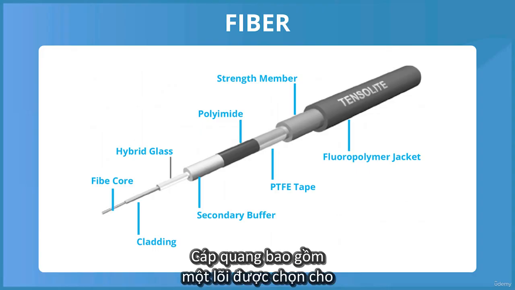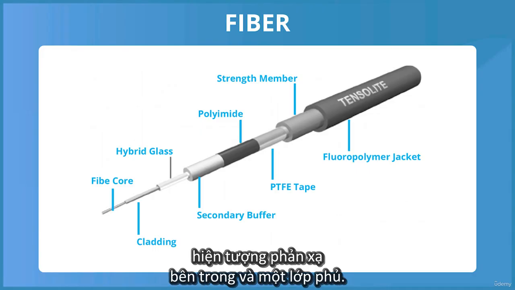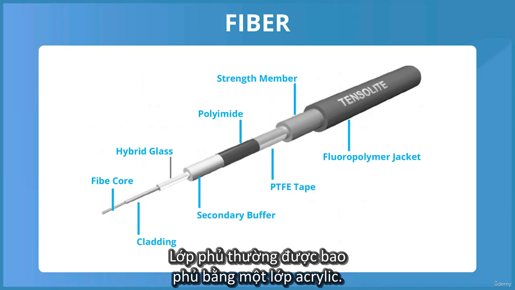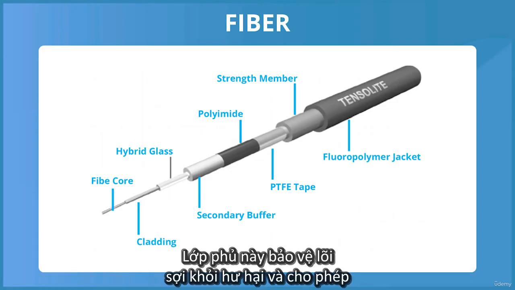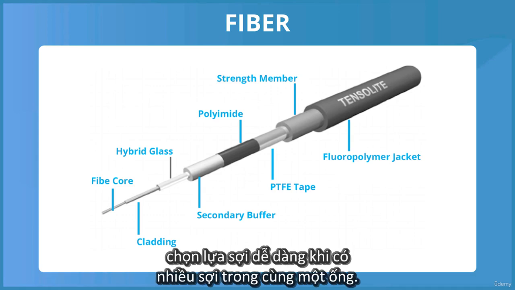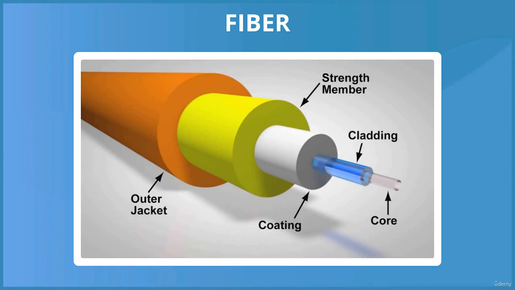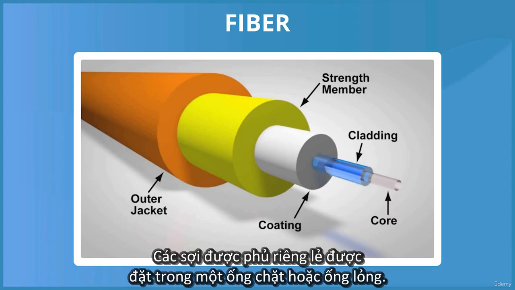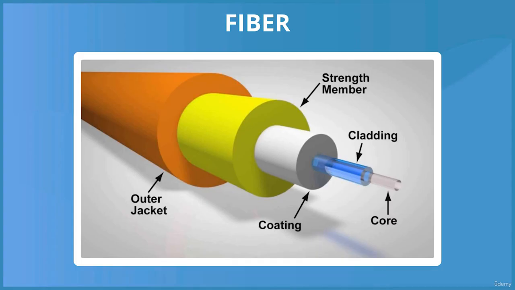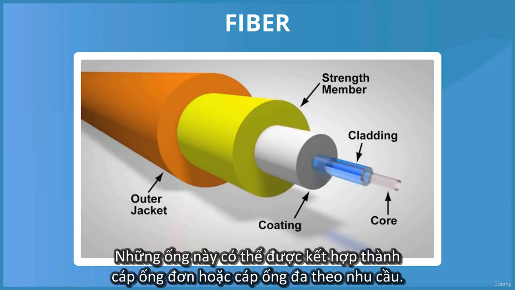Well, fiber optic cables consist of a core selected for internal reflection and a coating layer. The coating layer is usually covered with a layer of acrylic. This coating protects the fiber core from damage and allows for easy fiber selection when there are multiple fibers in the same tube. But this acrylic dye does not add to the optical waveguide properties. Individually coated fibers are placed in a tight or loose tube. These tubes can be turned into a single tube or multi-tube cable as needed.